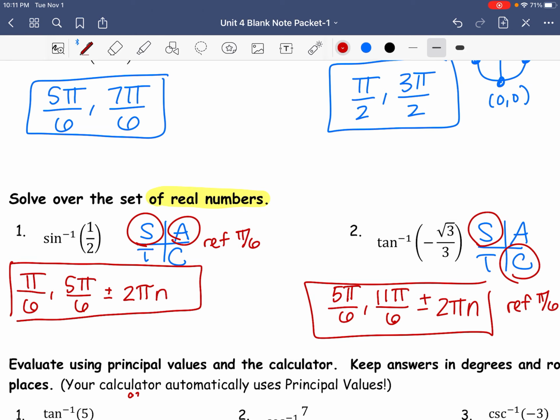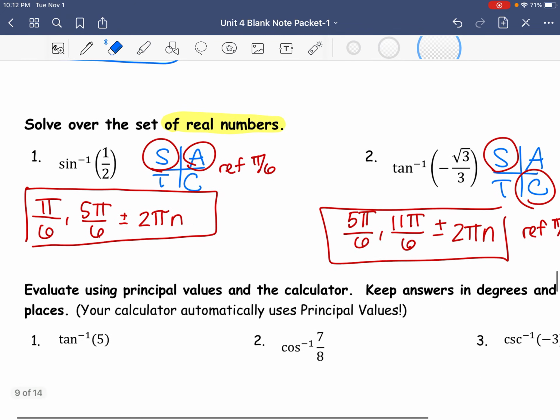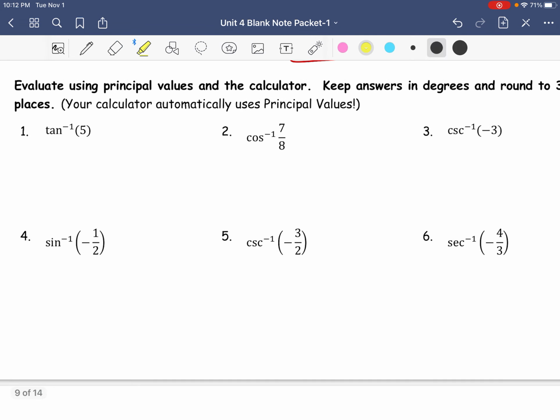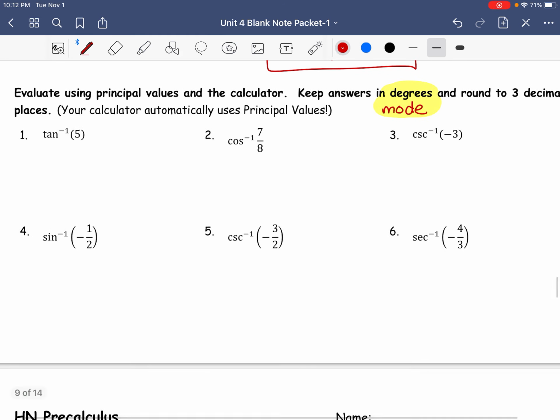Okay, the last portion that we're going to do involves a calculator. So go ahead and take out your calculator. Or if you don't have one, please go grab one from the front of the room. Just make sure you put it back. To make this a little bit easier on us, we are going to put our calculator in degree mode. So if everybody could just hit mode, highlight degrees, press enter, and we're going to make sure all of our answers are angles in degrees, and we're going to go to 3 decimal places. Good news about your calculator. Your calculator automatically uses principal values. So your calculator will only have one answer.